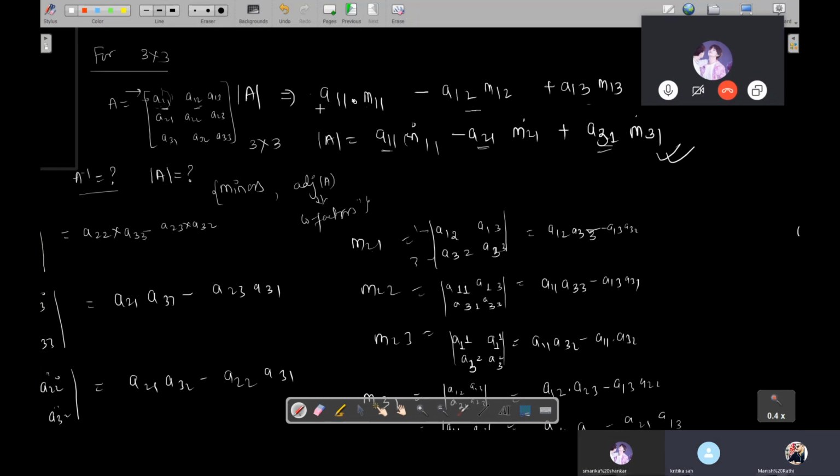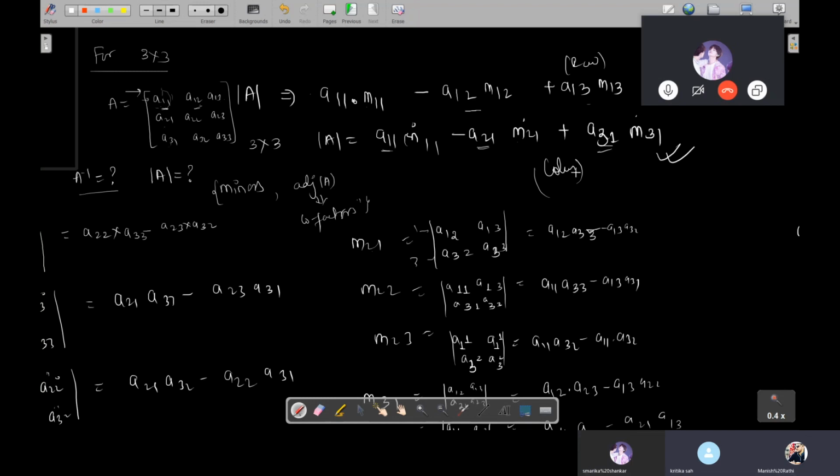Clear? Now what I need to do is multiply the same element with the minor, that is M11, M12, M13. I have written that, and the sign needs to be changed: plus, minus, plus. This is for row. I'm talking about row. What about column then? For column you need to find A11 dot M11 minus A21 dot M21 plus A31 dot M31. So this is for column.